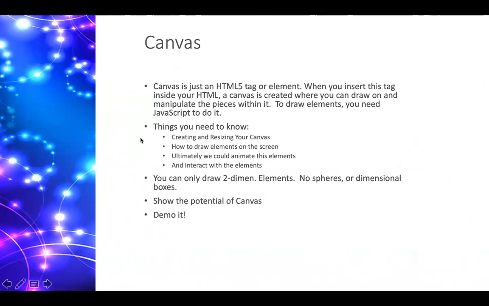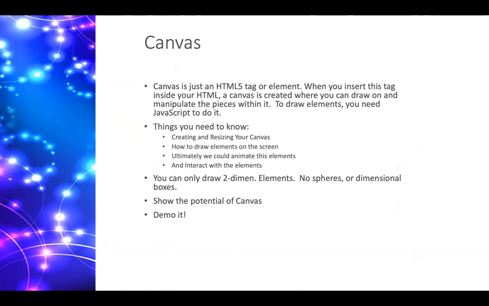And so here are some things you need to know in order to do this well. First, you need to create and be able to resize your canvas however you want it. Then you need to know how to draw elements on the screen. And then ultimately, we could animate these little elements on there. Beyond that, you could interact with them. Say the person was moving the mouse around, then those elements could interact with your mouse. Or if you click on something, then those elements could appear. And those are done with event listeners.